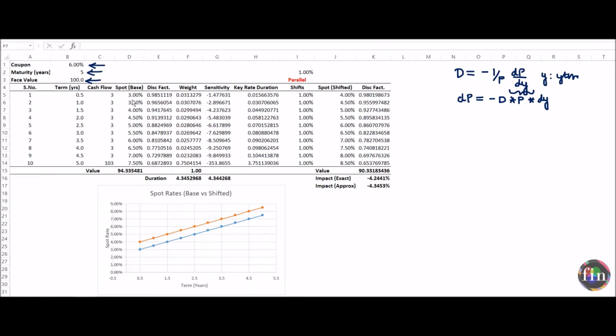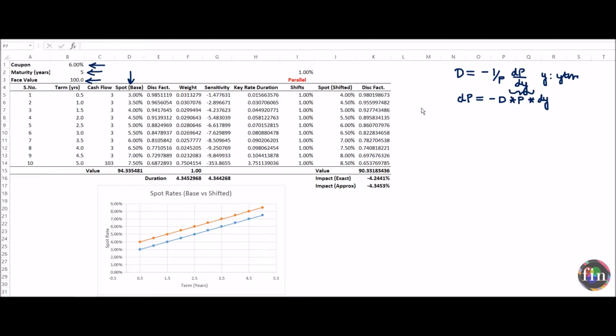What I'm assuming here is that the valuation of this bond is carried out using a spot rate term structure. It means that spot rates vary with the term, or time to maturity. So what is given to me is a very simple spot rate term structure, which starts with a rate of 3% for a 6-month term and increases linearly to 7.5% for a 5-year term.